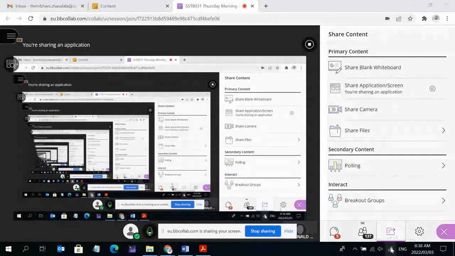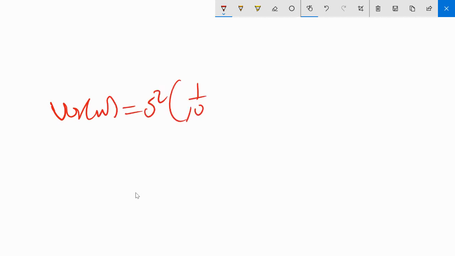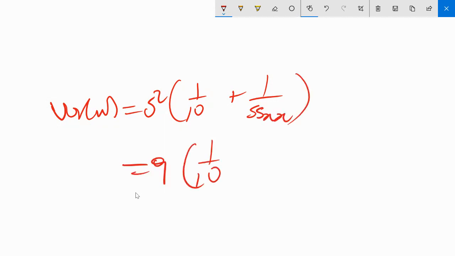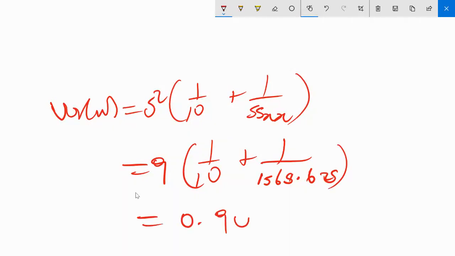We can go to the formula and substitute, because the variance of W is sigma squared times (1/10 plus 1/SSxx). And sigma squared is 9, sorry, 1/10. This one is given 1568.625. And the answer is 0.906. There's one person who got this one right as well.